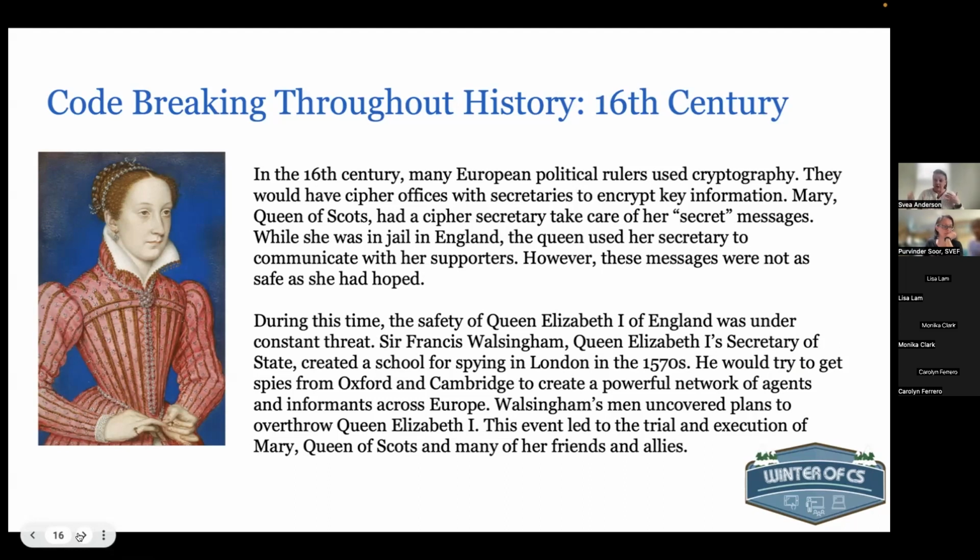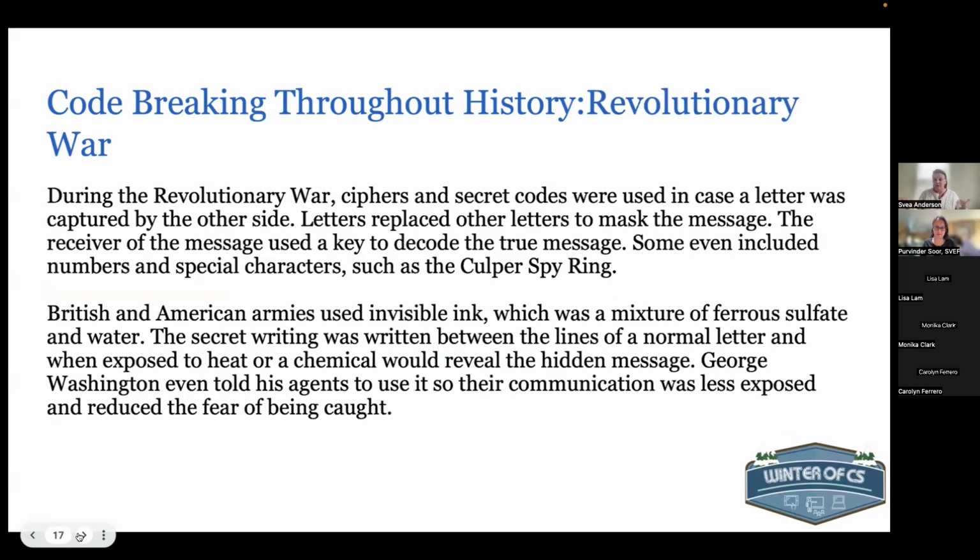And so thinking about this, it has been going on for a long time. Another example is the Revolutionary War. During the Revolutionary War, we had ciphers and secret codes. At the Cryptology Museum, they actually have a really old artifact. It's a round spinner cipher, and they still have it. That's from the time of the Revolutionary War, which is amazing, that something that old and delicate is still around.